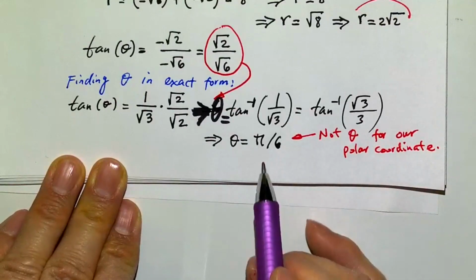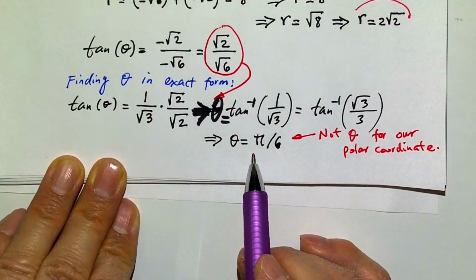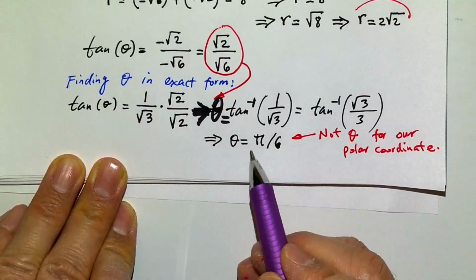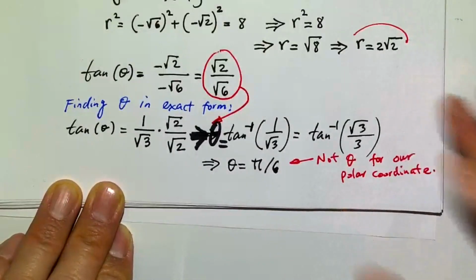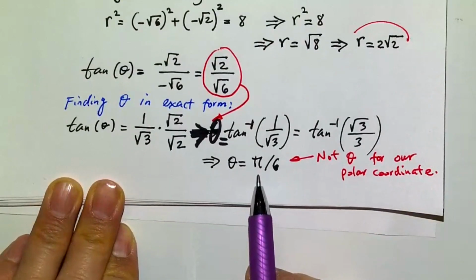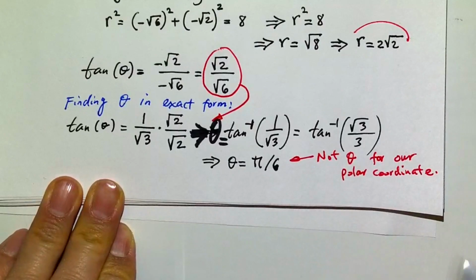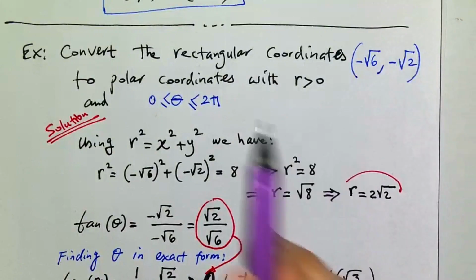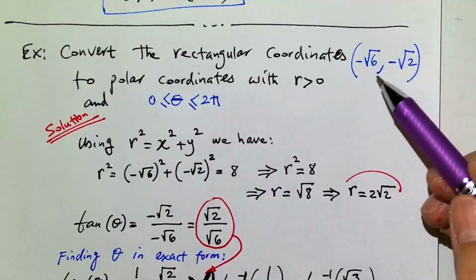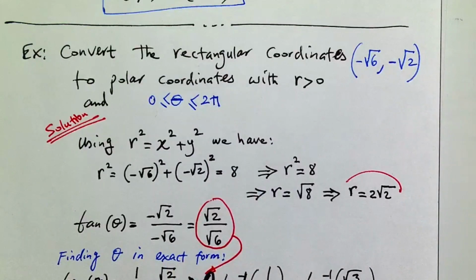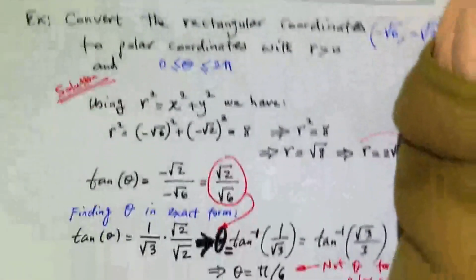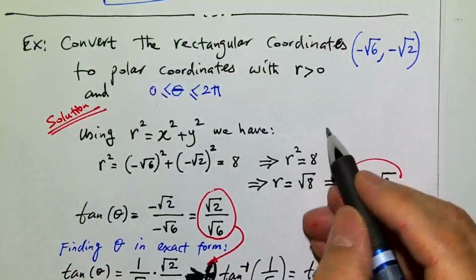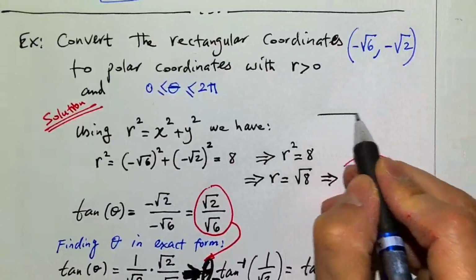Not yet, because this is in the first quadrant. So now you know that the angle that you have has a reference angle equal to pi over 6 with the x-axis. But as I mentioned earlier, because both of these coordinates in the rectangular coordinate system are negative, we're in the third quadrant. I think I can draw a picture here, so a little picture would help.